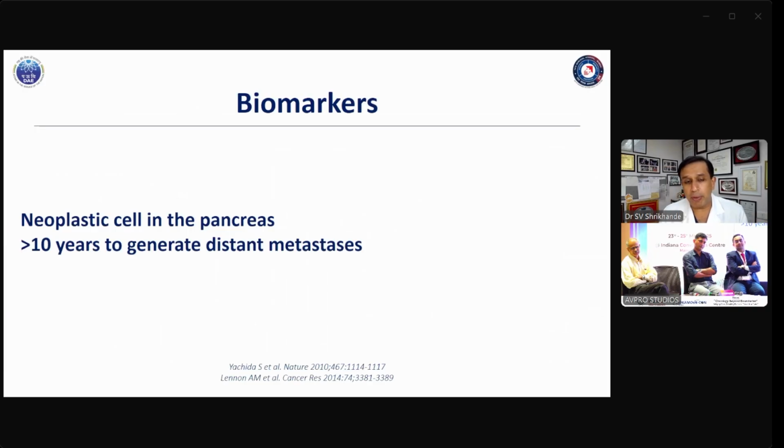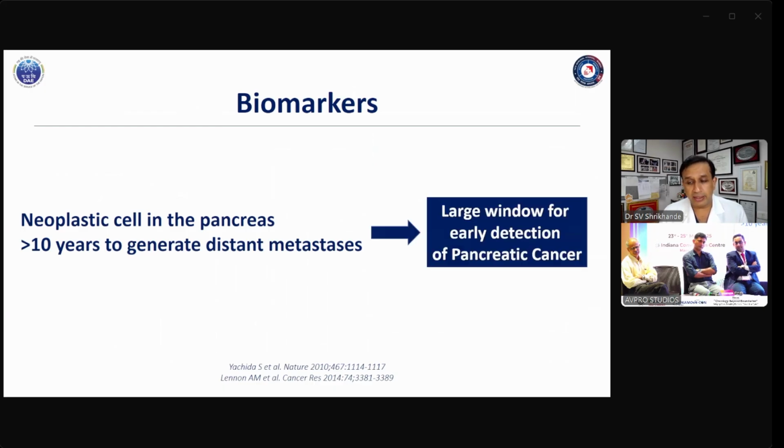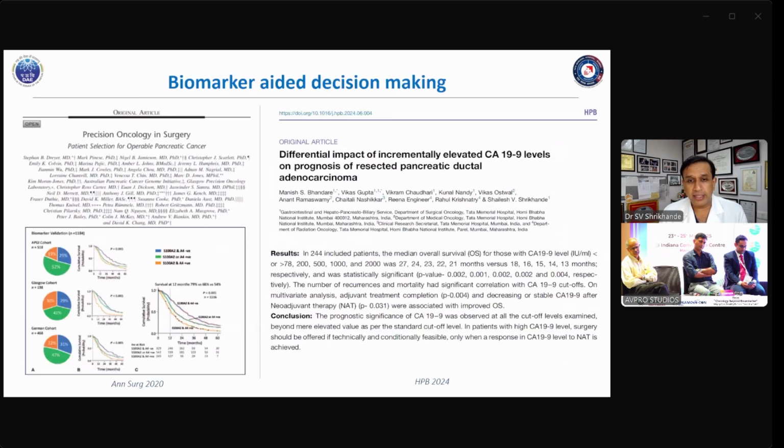We are going to get new biomarkers because it takes 10 years for a neoplastic cell in the pancreas to develop into distant metastasis. So we will discover some new ways to detect pancreatic cancer earlier than before in the next 10 years.